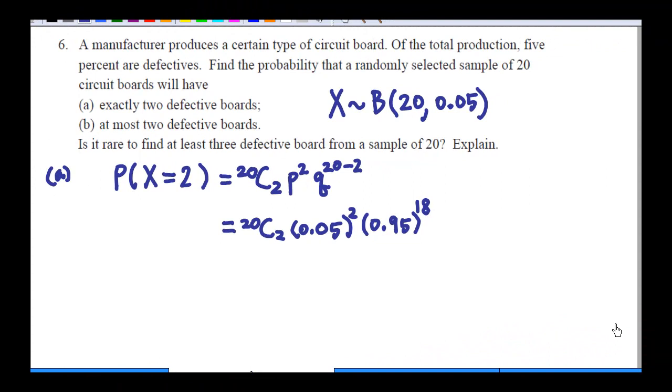To answer part A, exactly 2 defective circuit boards, that means x is equal to 2. The probability is 20C2 times p squared times q to the power 20 minus 2, where p is 0.05 and q is 0.95. So then we press the calculator.